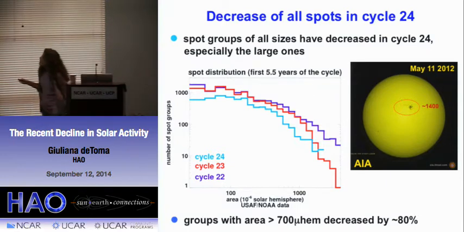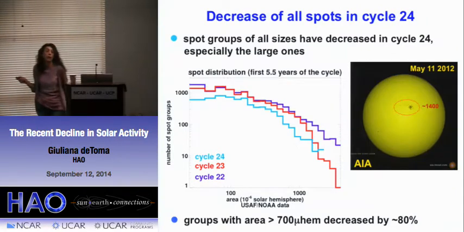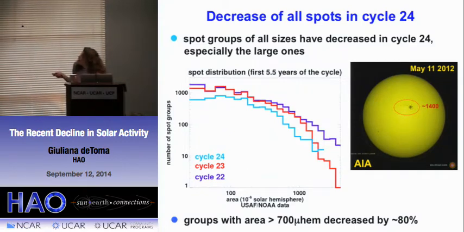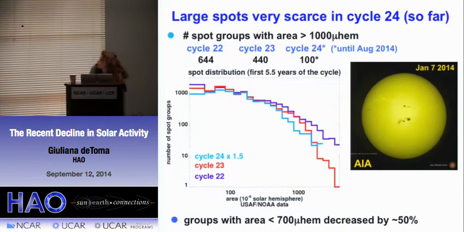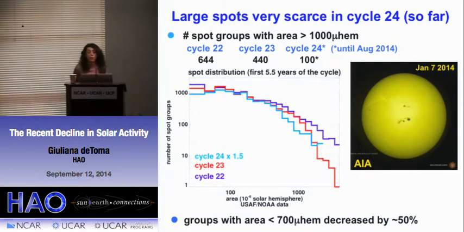Yes, and you are very right. In the previous plot, I showed the entire cycle, comparing 22 and 23. Here I'm comparing only the rising phase, the first 5.5 years, so for cycle 24 I'm starting in 2009. I'm trying to be as consistent as possible. We're still in the maximum phase, so we can't really say anything conclusive until the cycle is over. Now, if I multiply this curve by 1.5, I can match the level fairly well, but I still see a lack of large spot groups in cycle 24. So we're really seeing a large decline in activity.